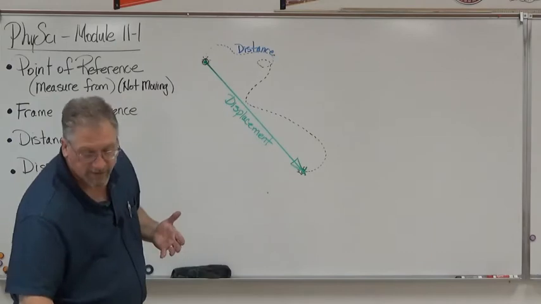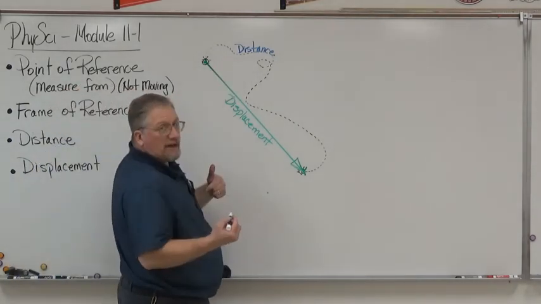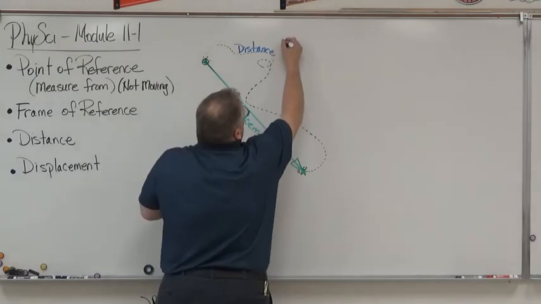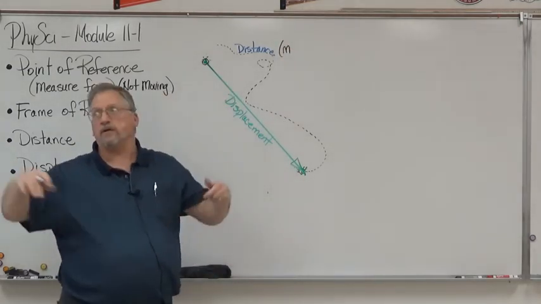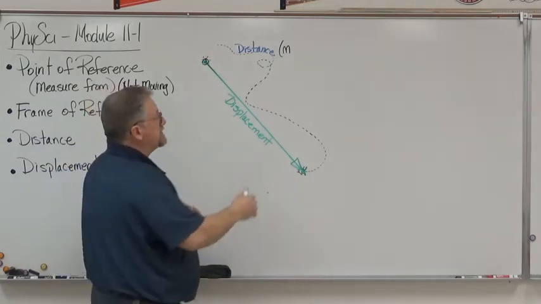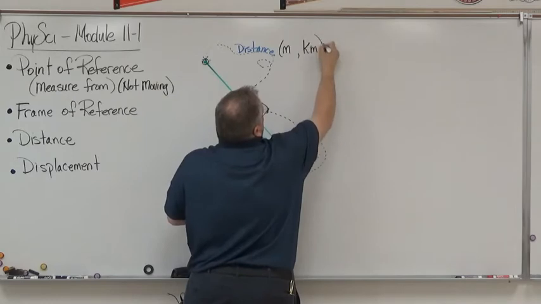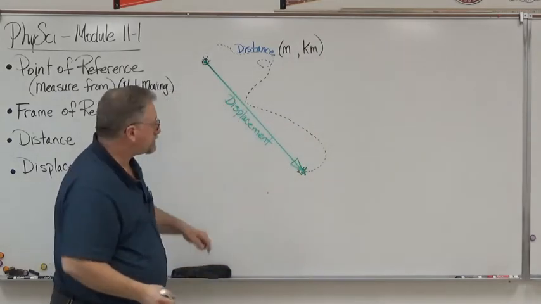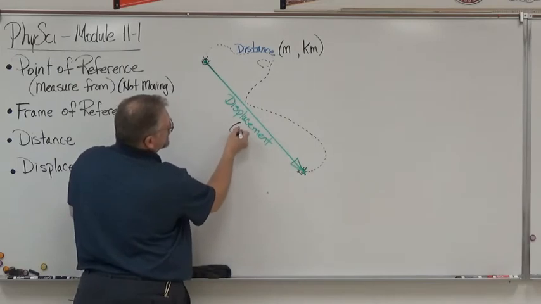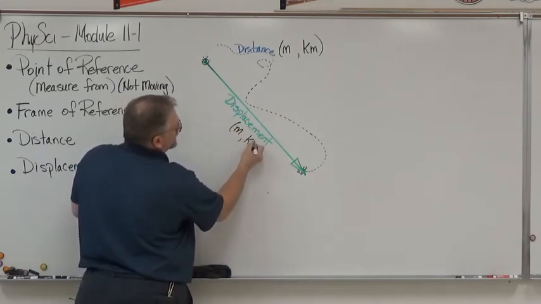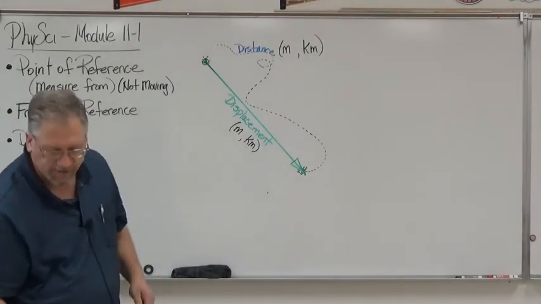Now both of these are going to get measured, and in our class we're going to be measuring distance in meters. Unless we're talking about really long distances like between cities, then we could use kilometers. That's like close to a mile long. Same thing goes with displacement. It's a length, and we're going to be using meters and kilometers. Okay? So distance and displacement.